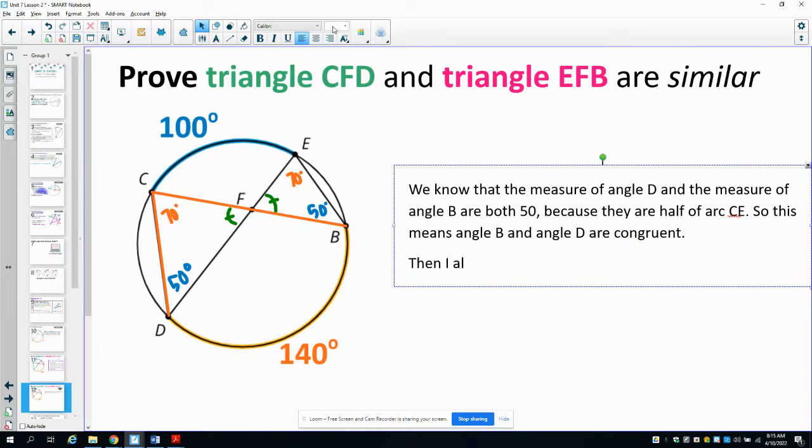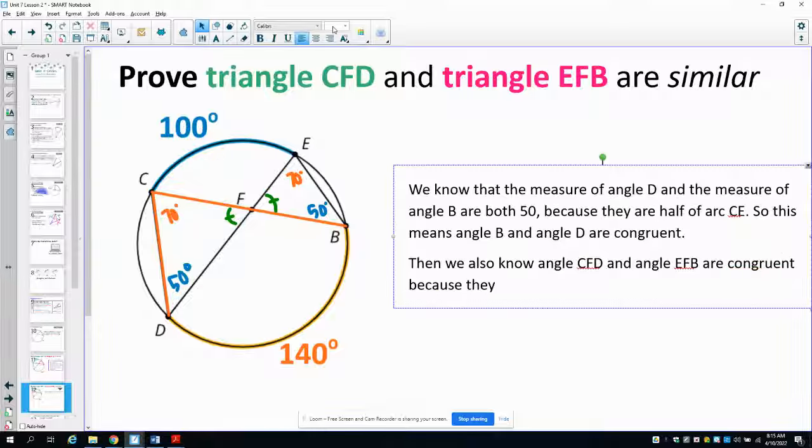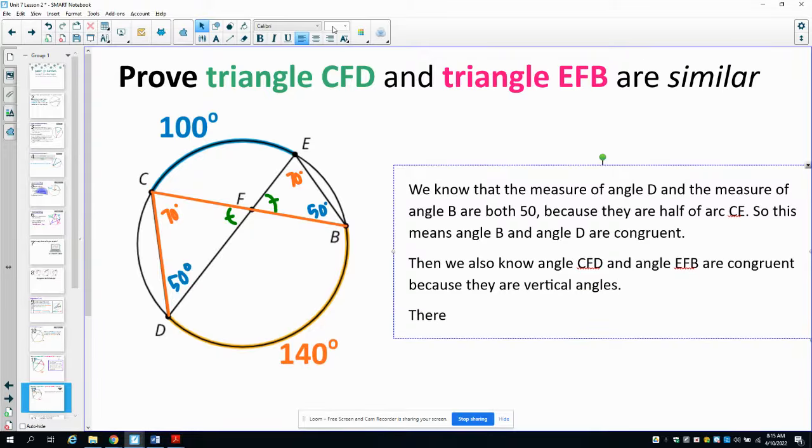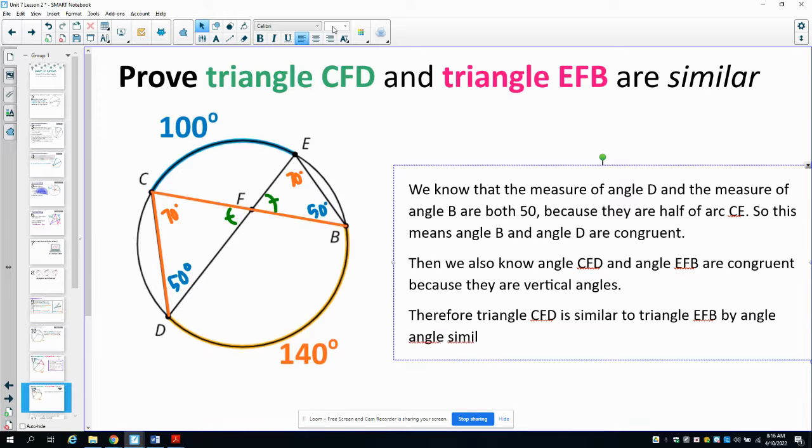Then we also know angle CFD and angle EFB are congruent because they are vertical angles. Therefore, triangle CFD is similar to triangle EFB by angle similarity.